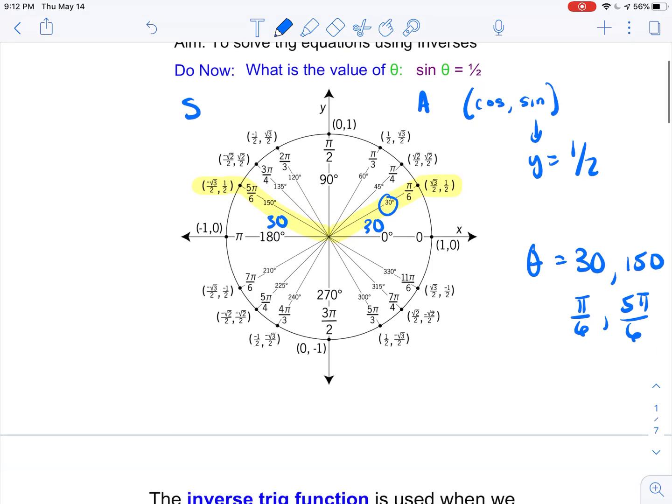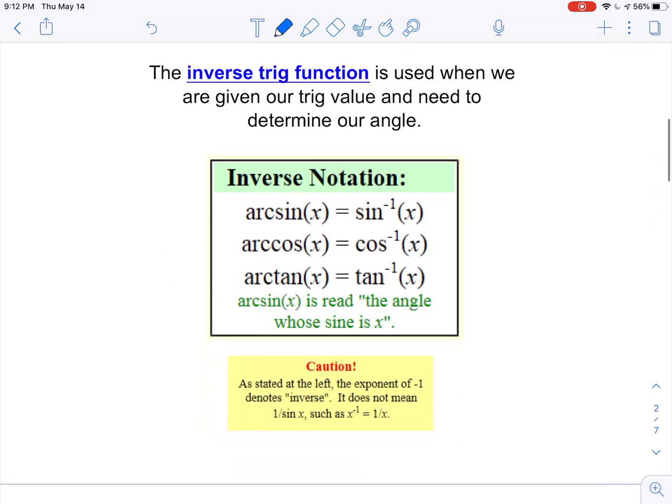Okay, so we're going to be using all of these parts to help us solve equations where it may not actually be on the unit circle. Okay, so we do need something to help us solve these, and that's the inverse trig functions. When we don't have an angle measurement that's on the unit circle, or if we don't have the unit circle handy, we can use our inverse trig function.